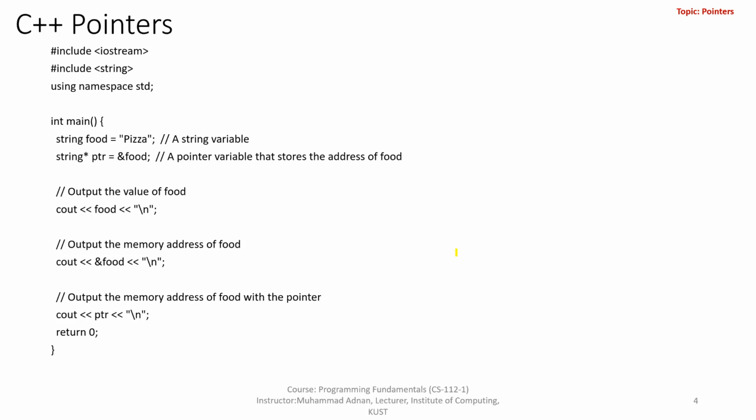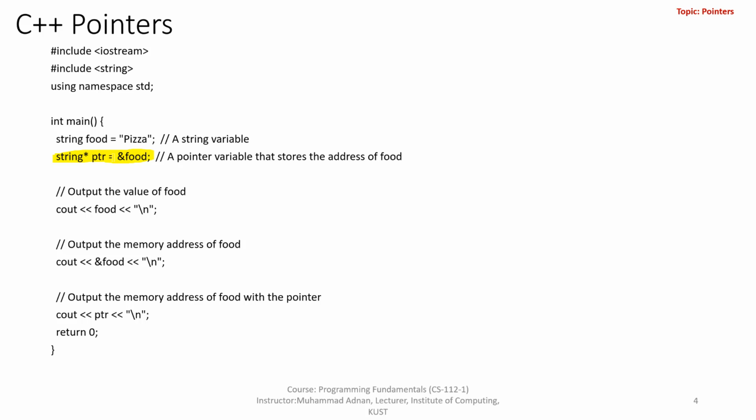How? By using the ampersand sign and writing the name of the variable. So here you can see how a pointer is declared. It is declared by first writing the data type. The data type should match the data type of the variable whose address you are assigning to a pointer, and then we use an asterisk, and then the name of the pointer.